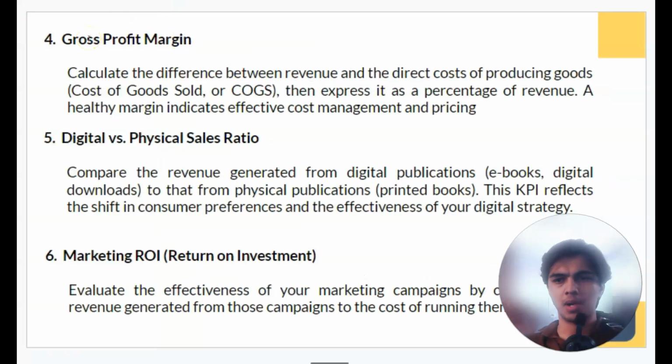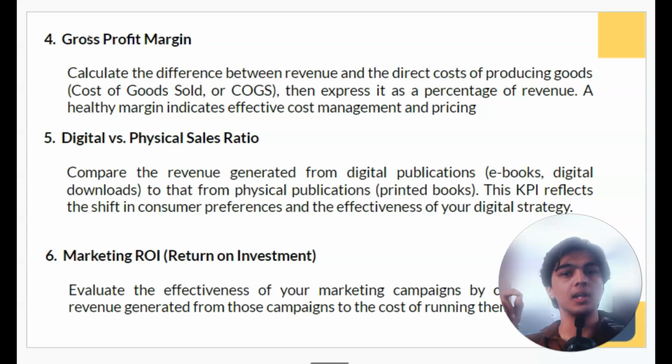Now, gross profit margin indicator. This indicator will calculate the difference between the revenue and the direct cost of producing your goods. Then it will express it as a percentage of revenue, how much revenue you have generated in a percentage form. Okay. So if there is a healthy margin, that will indicate your cost management strategies and your pricing strategies.